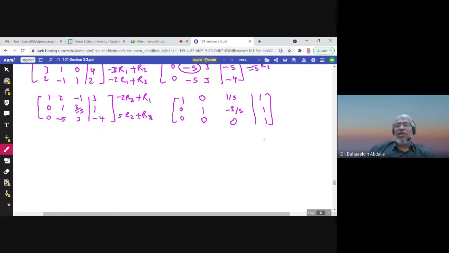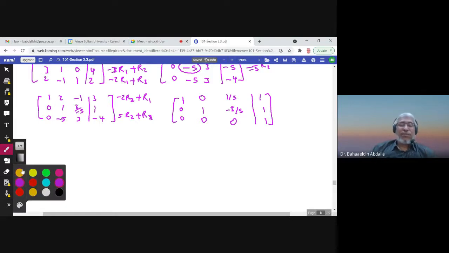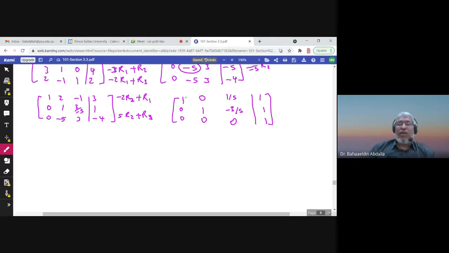And now you can see that this is the reduced form. Let us check the four conditions. The first non-zero element in the first row is 1. That's good. All the numbers below are 0. In the second row, the first non-zero element is 1. The numbers above and below are zeros. That's good. And there is no non-zero element in the third row.